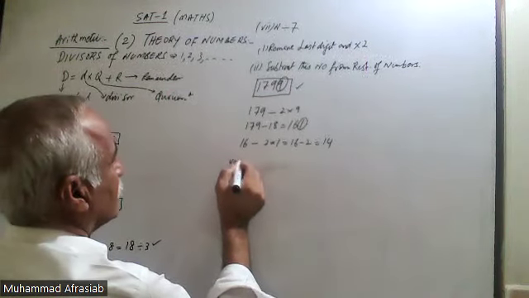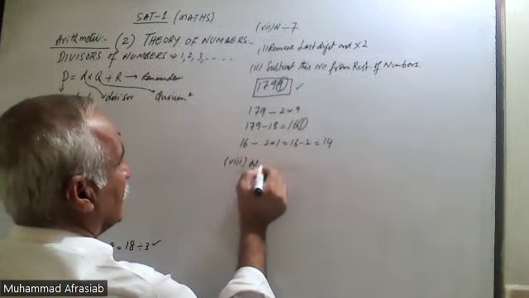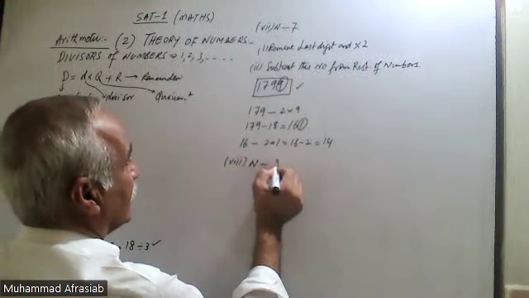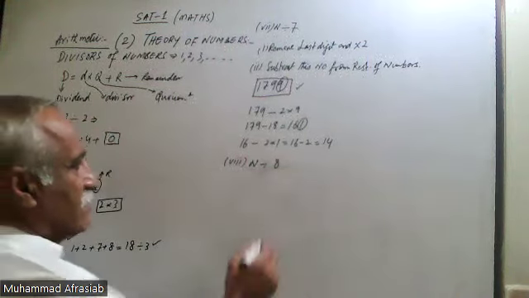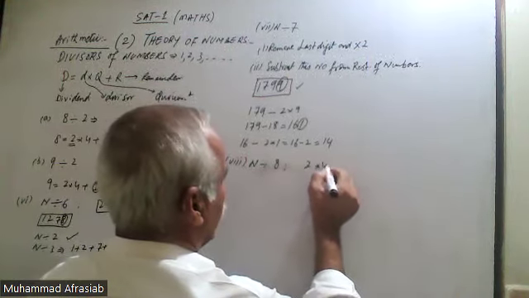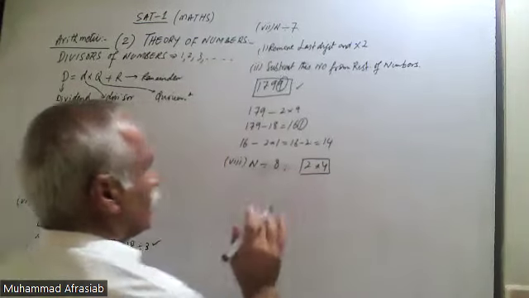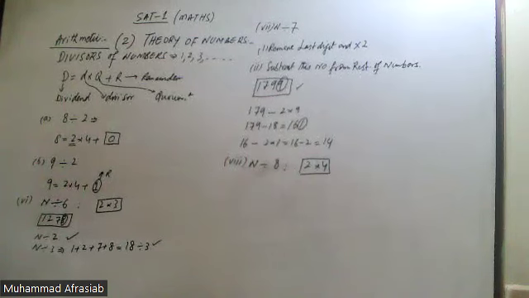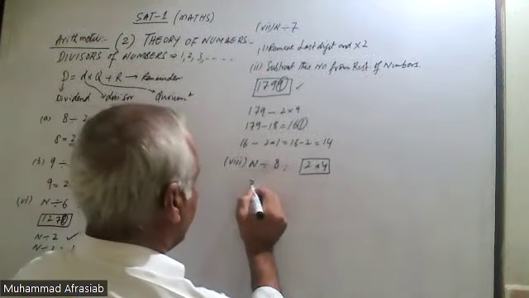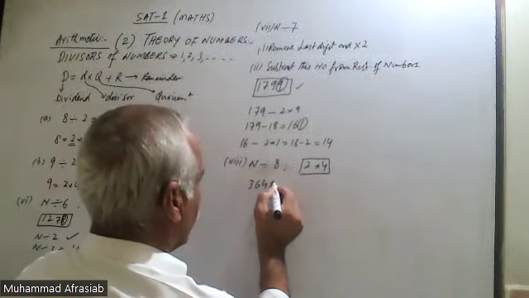Then, a number divisible by 8. Since 8 is a multiple of 2 and 4, the rule of 2 and 4 is valid, and that rule is also valid for divisibility by 8. Let's say the number is 3648.